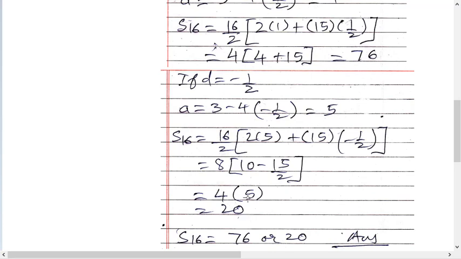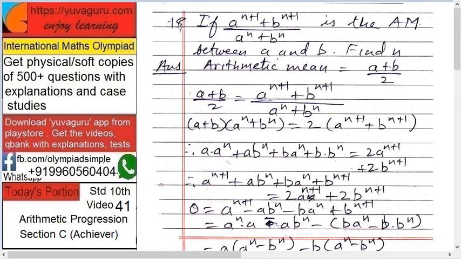So either the answer is 76 or 20, depending on D equals plus 1 by 2 or minus 1 by 2. In the exam, the options given would be 76, 20 and other options. So you have to take this 76, 20.